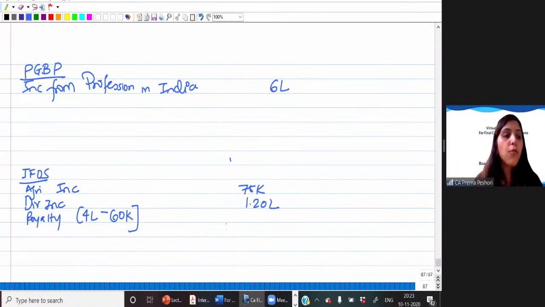So 4 lakh minus 60,000, 3 lakh 40,000. Are you clear why I am taking it on net basis? Because the gross basis at a special rate under 115A is for non-resident. For a resident, it is taxable after taking it on net basis at the slab rate. Clear? And what other information has been given?